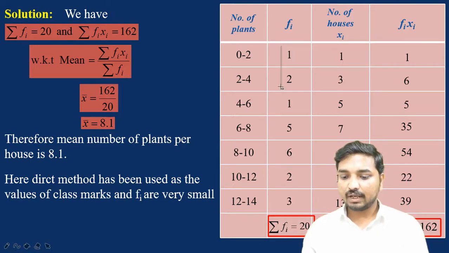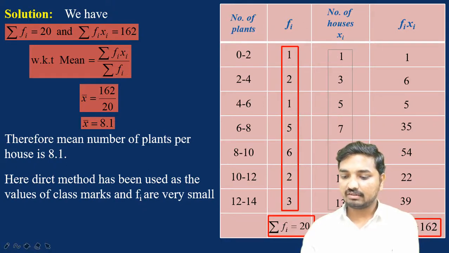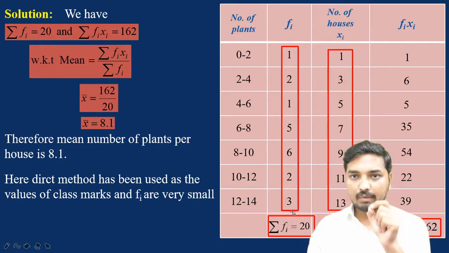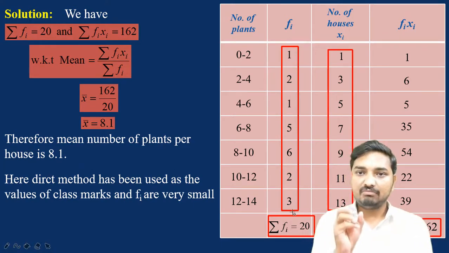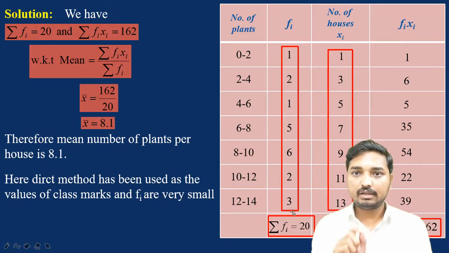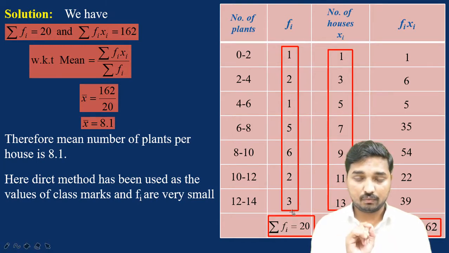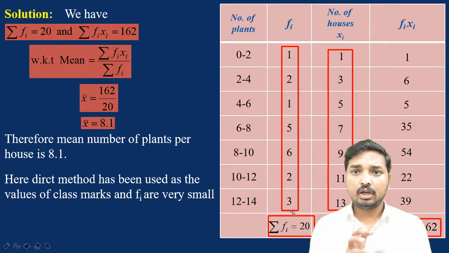So now look here. This is the frequency column, and this is the class mark, that is xi. Now look at the columns fi and xi. If they seem to be smaller numbers, then it is better to use the direct method. Remember, I have not clarified this in the discrete frequency distribution. Actually I forgot, no question was added like this. But here it is added, that's why I'm going to explain here. The same thing is also applicable for discrete frequency distribution.